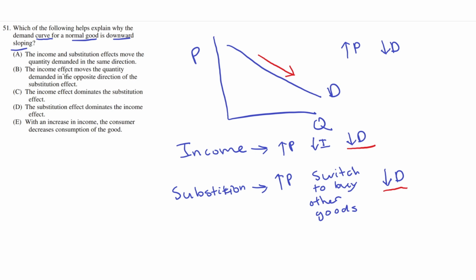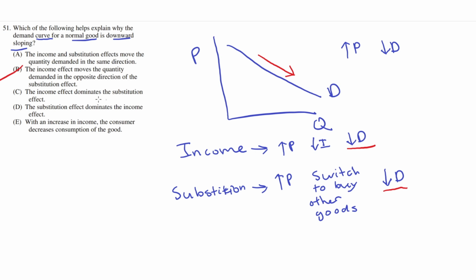B. The income effect moves the quantity demanded in the opposite direction of the substitution effect. This is incorrect because we can clearly see here that the income effect does not move the quantity demanded in the opposite direction of the substitution effect, because they both move demand down if prices increase. If prices were to decrease, they would both move demand up. So they both work in unison, not in opposite directions. So B is incorrect.